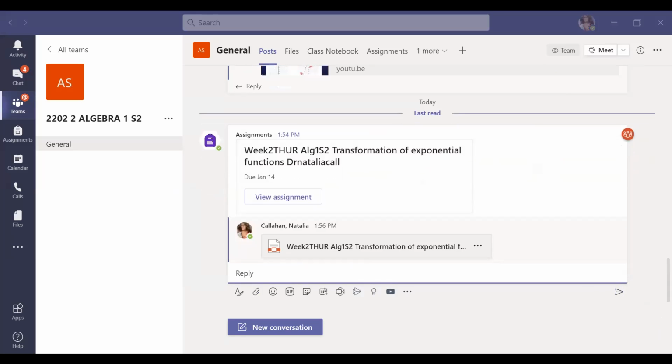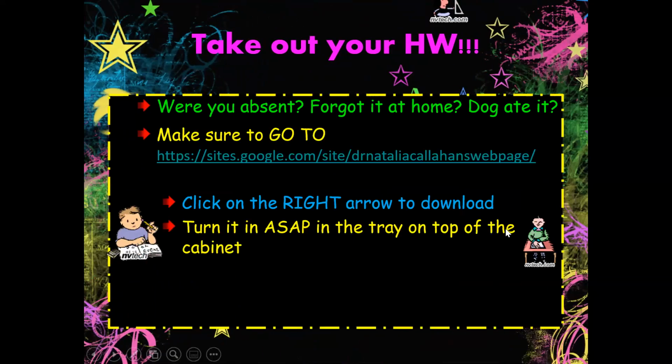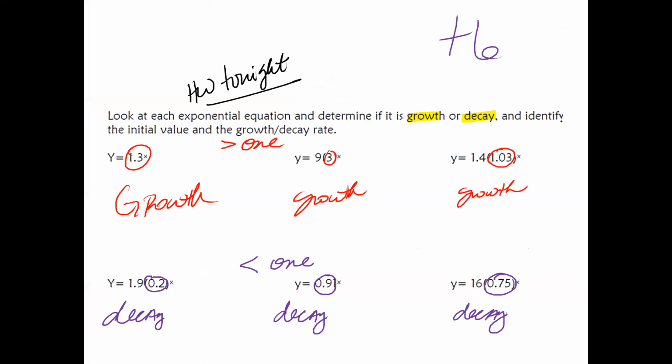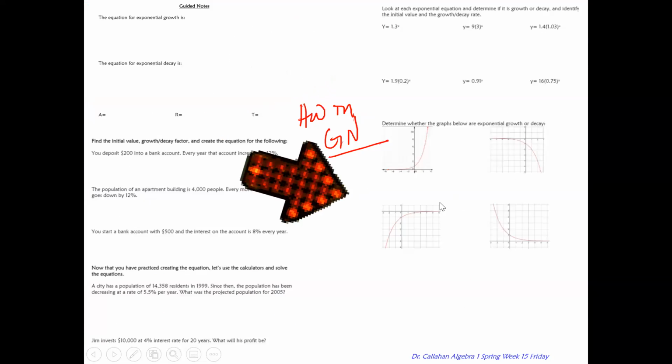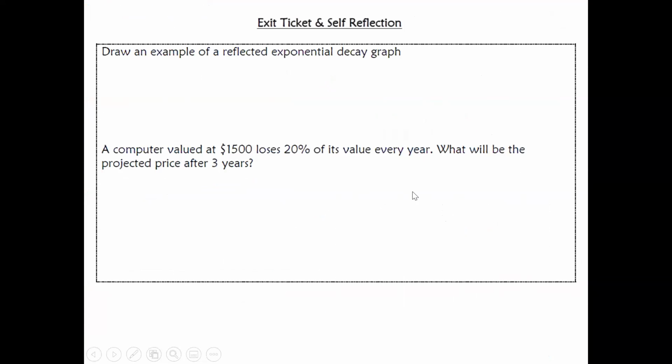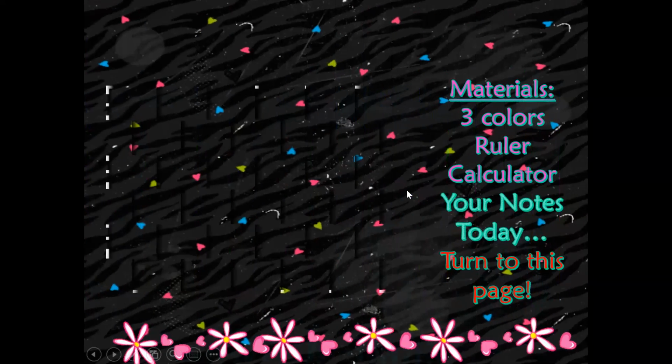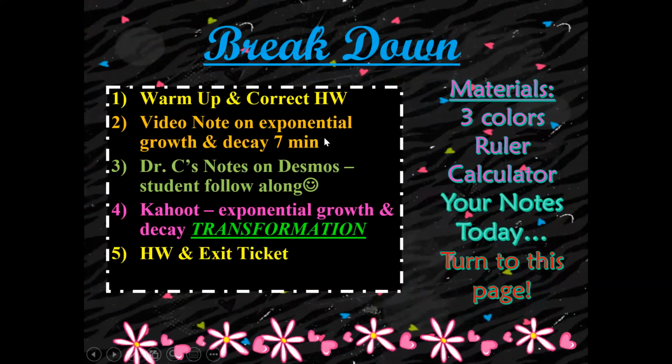Cool. Let's go ahead and get started with today's stuff, you guys. So last time I saw you guys, we went ahead and graphed the equations and determined whether it's an exponential growth or decay. We went ahead and practiced with some of the word problems that we had. And so then today, this is the breakdown of what we're going to be discussing. We're going to talk about notes on exponential growth and decay using transformation.